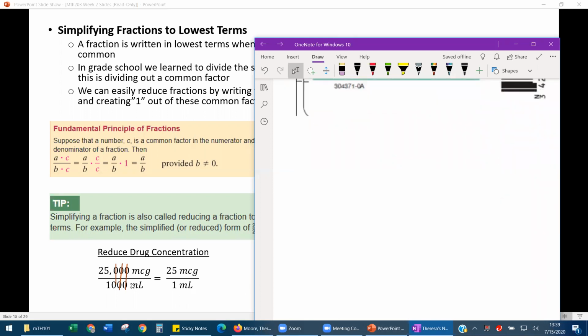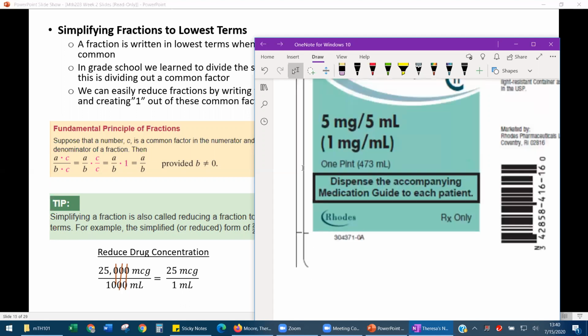So here we have 25,000 micrograms per 1,000 milliliters. If we reduce this, we get 25 micrograms per 1 milliliter. So basically all we're doing is reducing by 10, 10, and 10, or think of it as dividing out 1,000. 25,000 over 1,000 is equal to 25 over 1. Just like 5 over 5, right? 5 milligrams over 5 milliliters is equal to 1 over 1, 1 milligram over 1 milliliter.